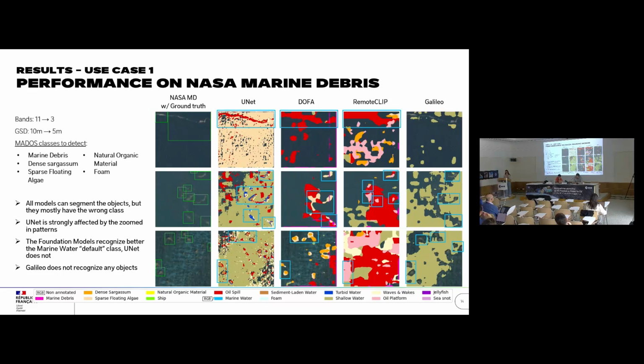And then for all of the models, we can see that they do segment some objects, however, they're not able to correctly classify them. So the best model looking at these images and also many more would be DOFA, because it is the only one that sort of recognizes the background and also some of the algae, some of the floating objects, but it's very far from being satisfying. So here, none of the models has been really able to generalize to this new sensor.